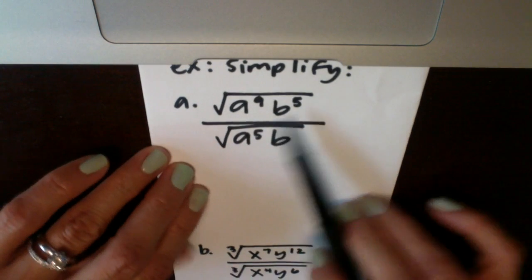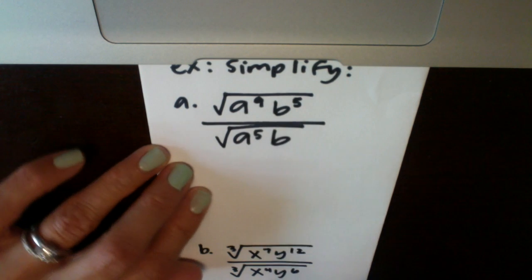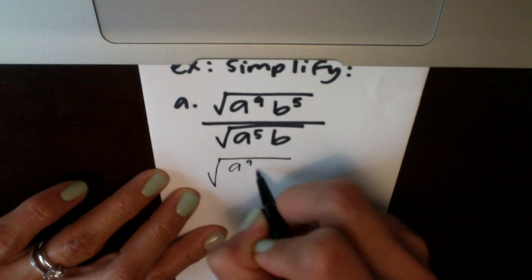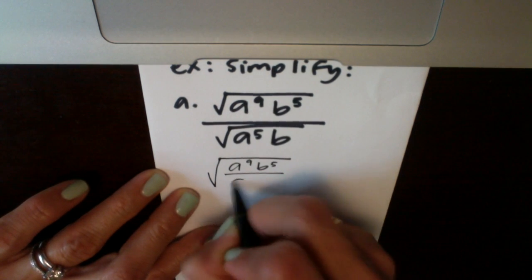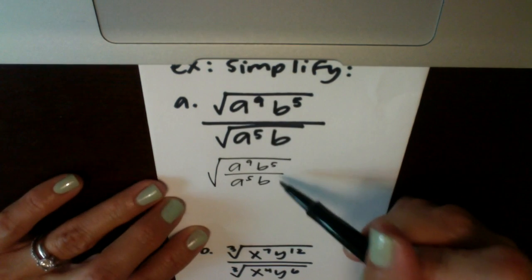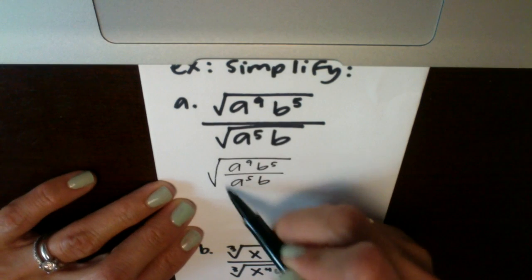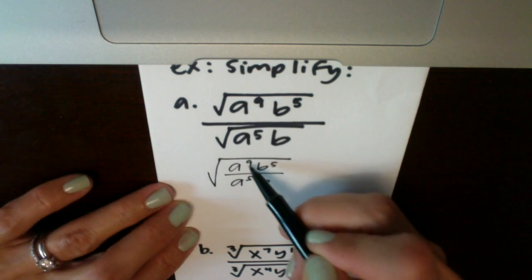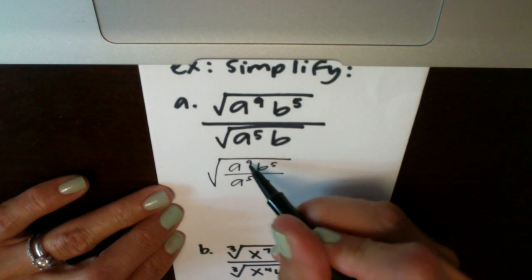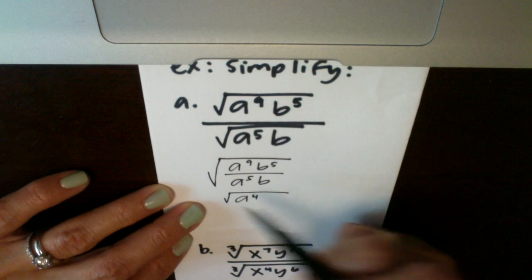This one says simplify. It's square root of a to the 9th b to the 5th over square root of a to the 5th b. So we're going to write it as one big square root, a to the 9th b to the 5th over a to the 5th b to the 1. Now that it's in here, we can simplify. You have a quotient with a's, so you subtract: 9 minus 5 is 4. Because there was more on top with the 9, you put your answer as a to the 4th on top of the fraction.